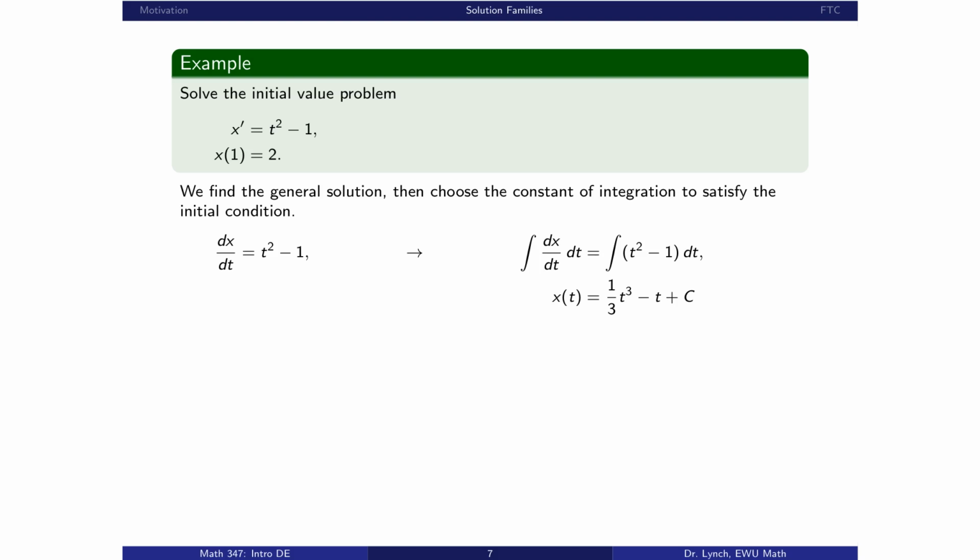Slap on the plus c to get the general solution. Now we're interested in solving an initial value problem here. So we're interested in a function x such that when you plug in t equals 1, substitute 1 for t, it's equal to substituting 2 for x.